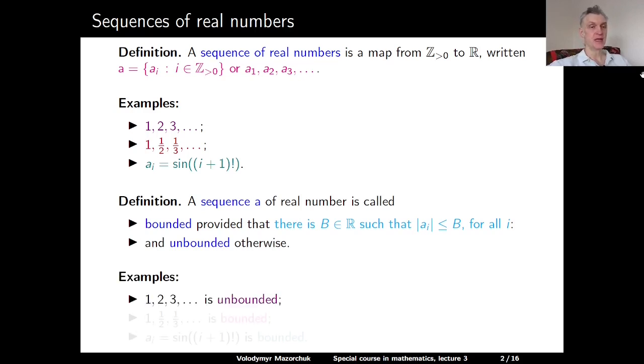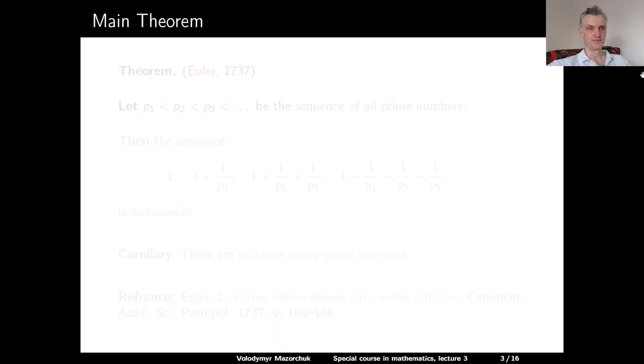For example, the first of our example sequences, 1, 2, 3, and so on, is unbounded. And the second sequence, 1, 1/2, 1/3, and so on, is bounded. As a bound here we can take the real number 1. The absolute value of all elements in the sequence is less than or equal to 1. Also, our third example was an example of a bounded sequence. If we evaluate the sine function at any real number, we get a real number between -1 and 1. So the sequence sine of (i plus 1) factorial is a bounded sequence.